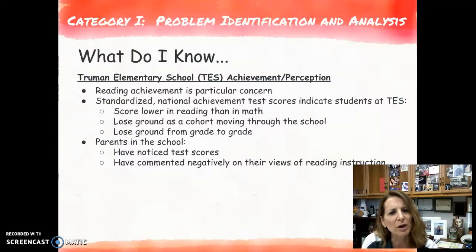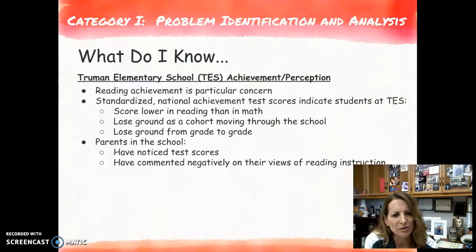In regard to our achievement at Truman Elementary School, reading is a particular concern. Standardized National Achievement Test scores indicate that students at Truman Elementary School score lower in reading than they do in math, that they lose ground as a cohort moving through the school, and that they lose ground from grade to grade.